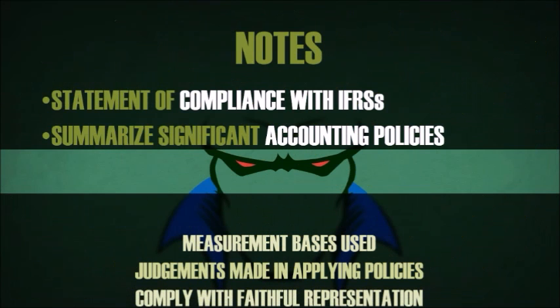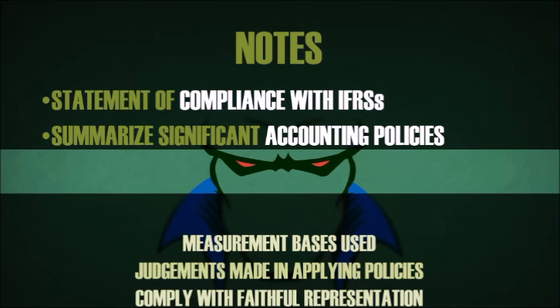There should be notes to the financial statements, such as a statement of compliance with IFRSs, assuming that the company has to follow IFRSs. Summarize significant accounting policies including measurement basis, and judgments made in applying the policies, while providing supporting information for items presented in the financial statements.